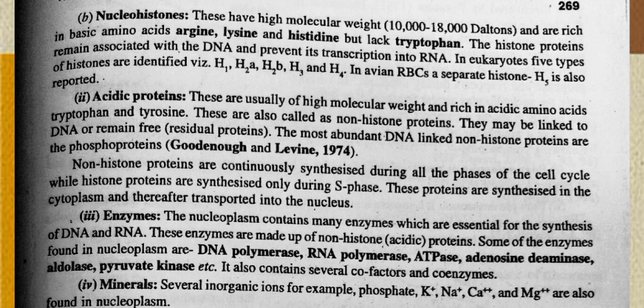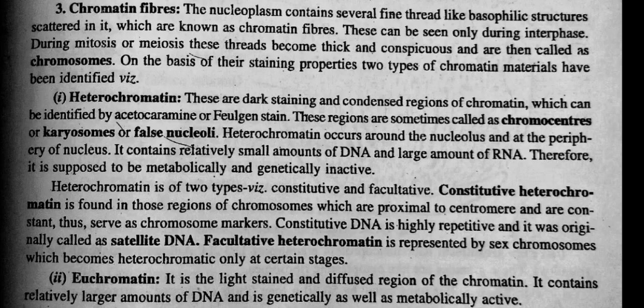Chromatin fibers. The nucleoplasm contains several fine thread-like basophilic structures scattered in it. This is also called chromatin network, a network of threads. This can be seen only during interphase. Interphase, as I already told you, is a phase of the cell cycle. During mitosis or meiosis, these threads become thick and conspicuous, and then these threads are called chromosomes.